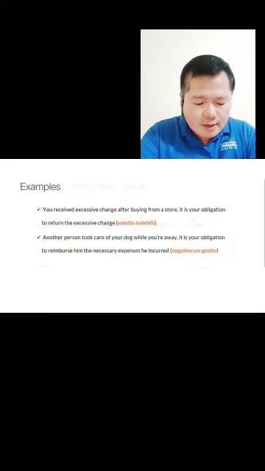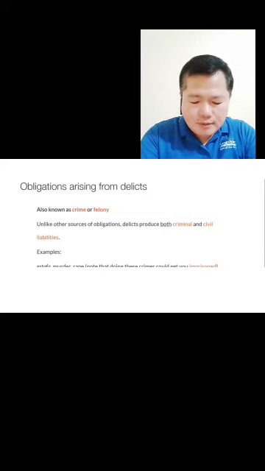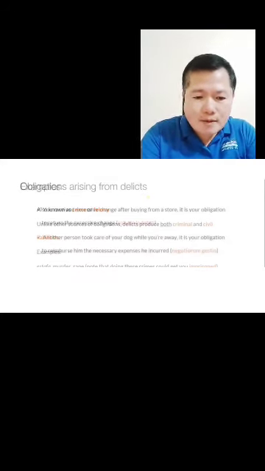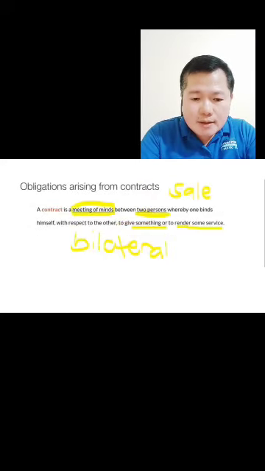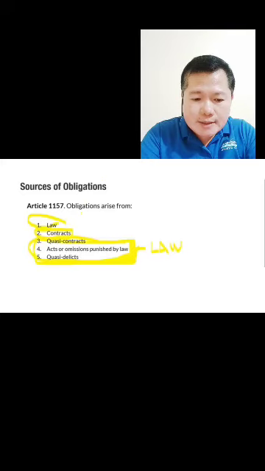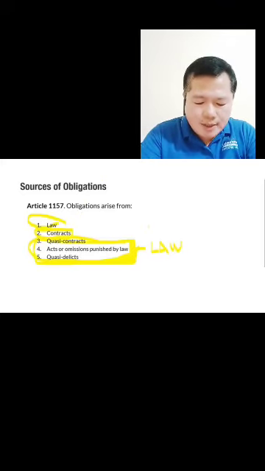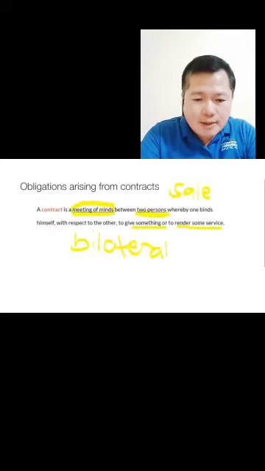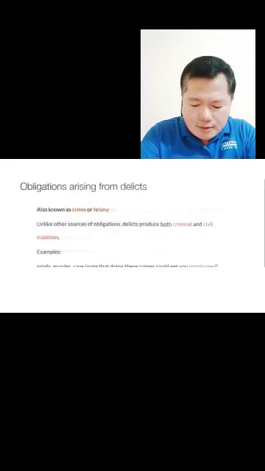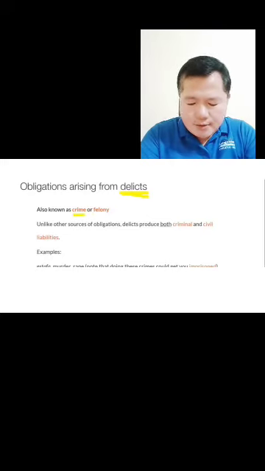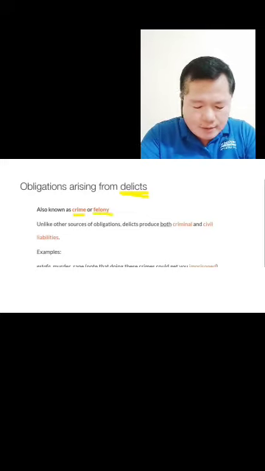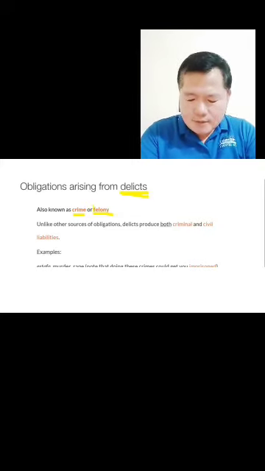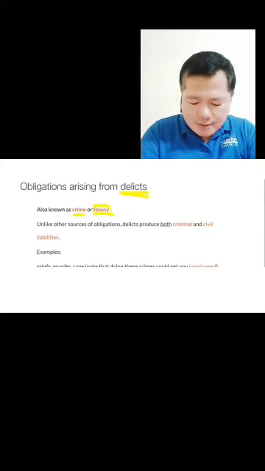Next, we'll proceed to what is called obligations arising from delicts. So what are these delicts? Let's go back to the list. Acts or omissions punishable by law. So parehas lang po yan ng quasi-delict. Let's go back to delict. Also known as crime or felony. So that's the other term for delict. In this case, you will encounter such terms like crime or felony. They're the same as delicts.